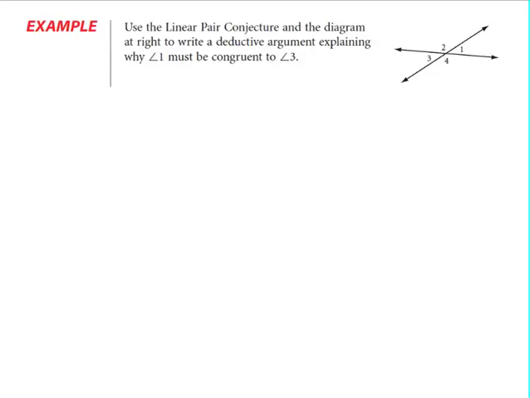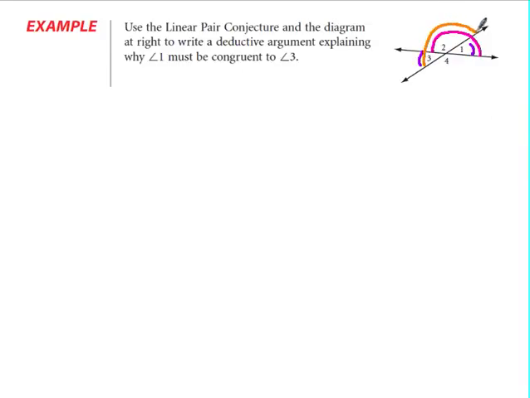So let's start with the linear pair conjecture. First of all, this is where I want to end. I want to end with 1 and 3. So I have to think about that. A linear pair that involves 1. What would a linear pair that involves angle 1 be? Angle 1 and what? 2. What would be another linear pair that involves angle 3? 3 and, how about we do 3 and 2?